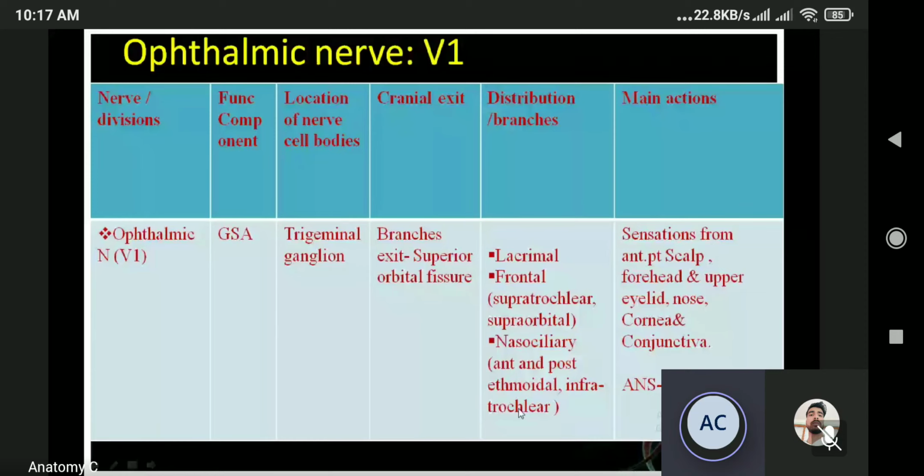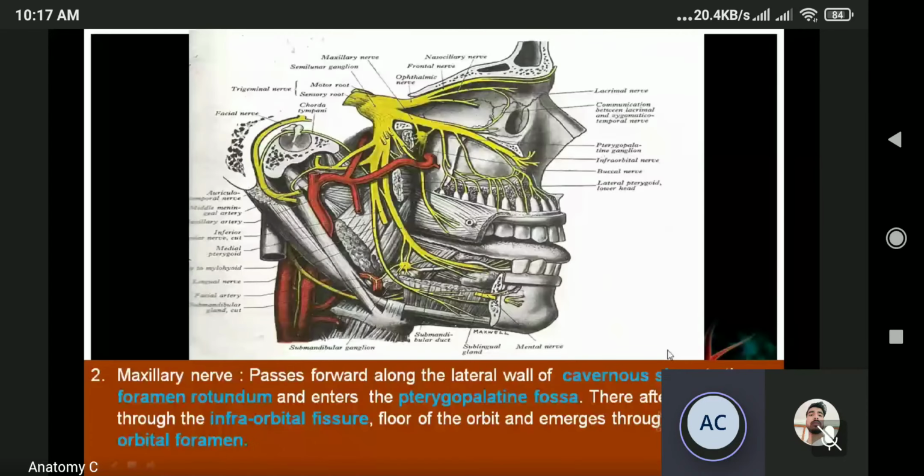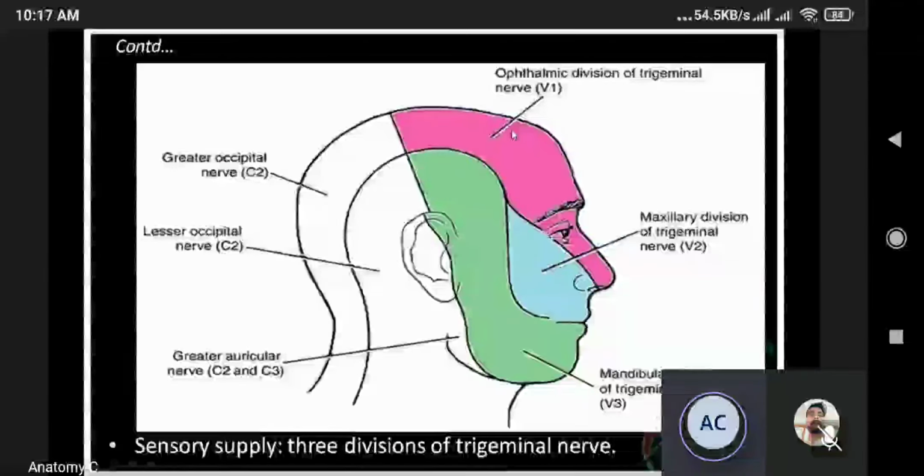Now, what does V1 do? The V1 will carry the sensation from the scalp, forehead, upper eyelid, nose, cornea, and conjunctiva. So you can see over here, this one is the V1 area, the trigeminal V1 area. So from the scalp, the forehead, the upper eyelid, the nose area, this will carry the sensation from those areas, the ophthalmic division of the trigeminal nerve.